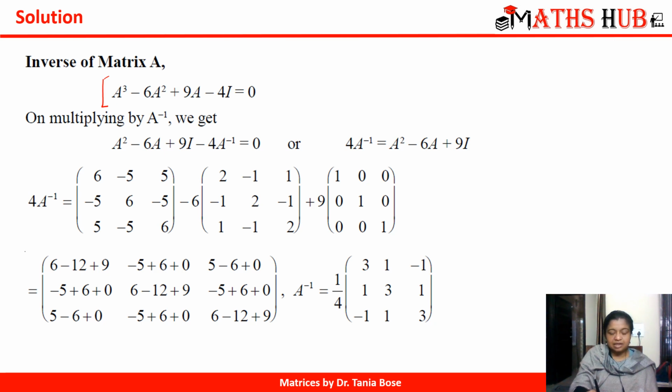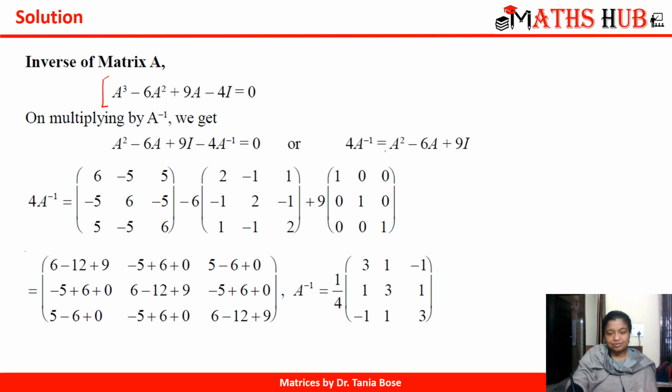When we multiply with A inverse, this will reduce to A square. The next term will reduce to A. This term will reduce to identity and we will have here A inverse, right? So we can retain this term and we can send all the terms on the other side. So we will get 4 times A inverse is A square minus 6A plus 9I, right?